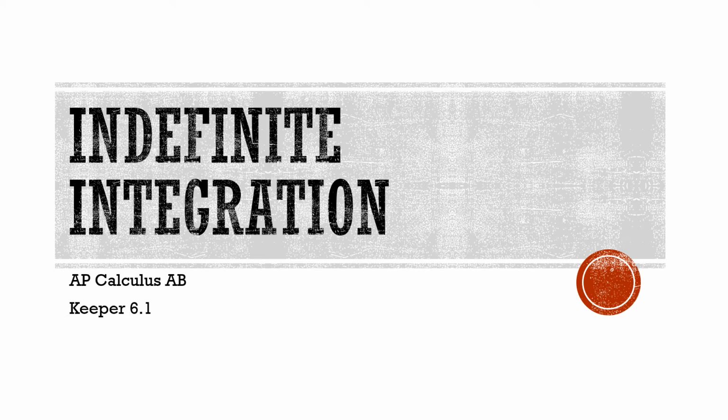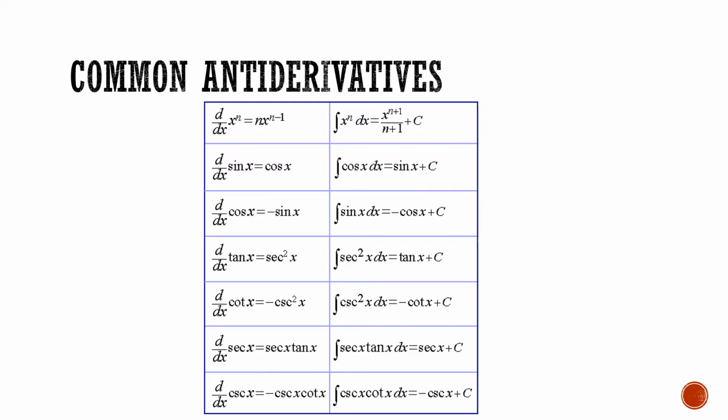Keeper 6.1, Indefinite Integration. All right, so we have some common antiderivatives, and when I say antiderivatives, I'm talking about doing the derivatives backwards. So this first one is the power rule. If you remember the power rule, we drop the n in front and subtract 1 when we take the derivative, but when we do the integral, we do the opposite. So we add 1 to the exponent, and then we divide by that new exponent. So it's x to the n plus 1 over n plus 1.